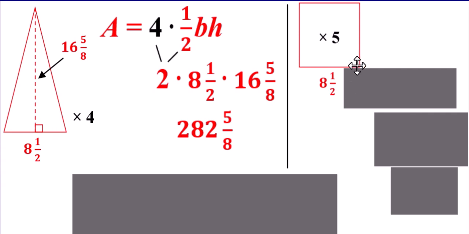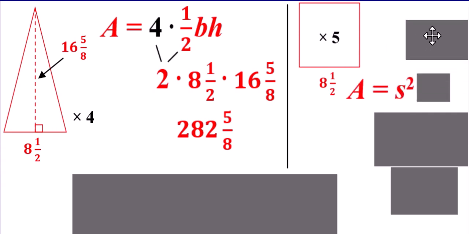For the 5 squares, area of a square is s to the second power, but there's 5 of them, so you could do 5s to the second power, or s to the second power times 5. I don't really care which way you write it, doesn't matter. Put the 5 first on the left if you want. Put the 5 on the right, doesn't matter to me.